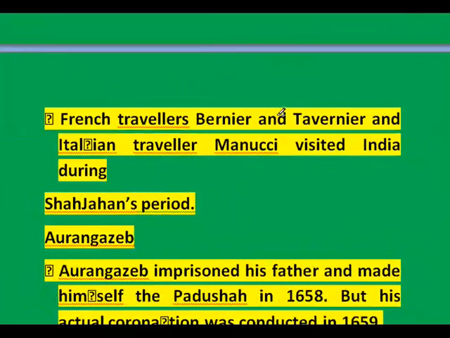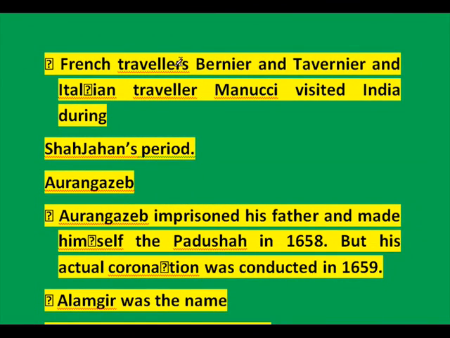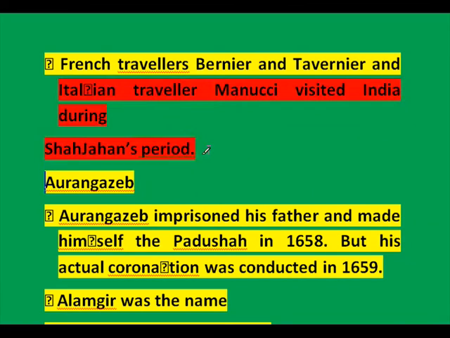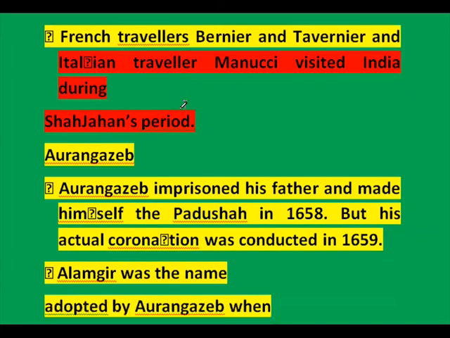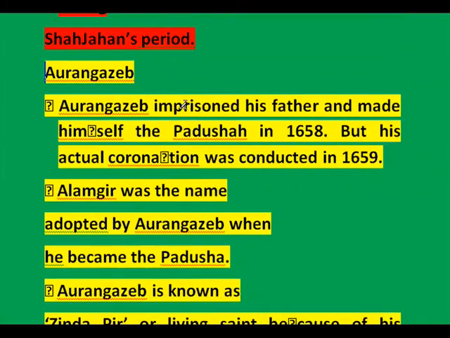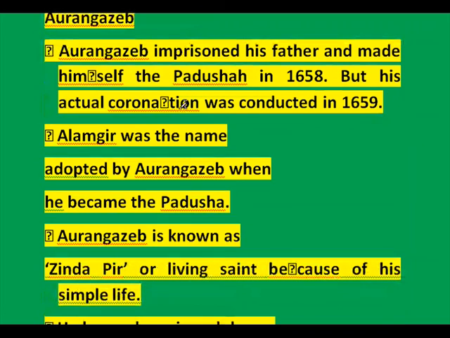The French traveler Bernier and the Italian traveler Manucci visited India during Shahjahan's period. So who visited during Shahjahan's time? French traveler Bernier and Italian traveler Manucci. Next, we will discuss Aurangzeb, the last part. So thank you.